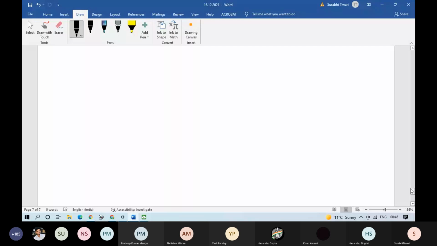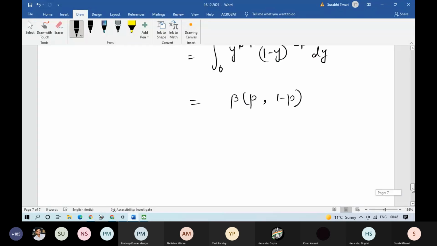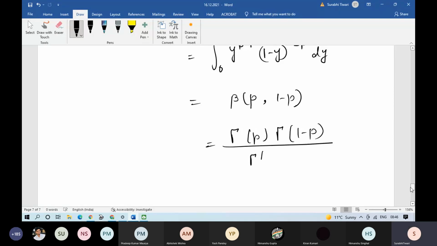Okay, now using the equality number 4, this is equal to gamma p, gamma 1 minus p upon gamma of this plus this, so p plus 1 minus p, so this is equal to gamma p into gamma 1 minus p. This is what you had to show. The value of that integral is already given.